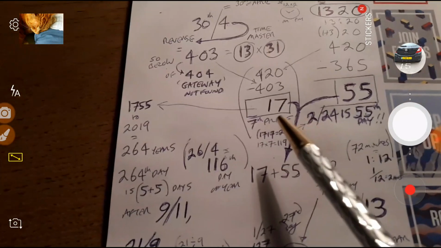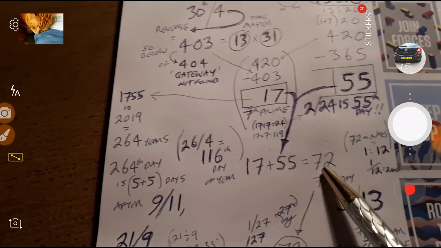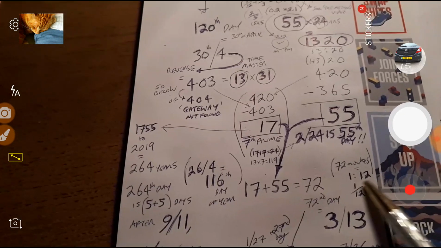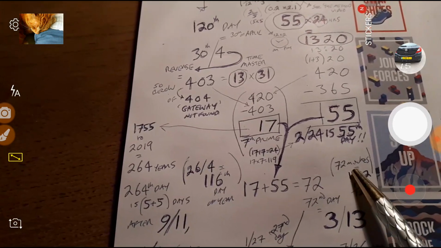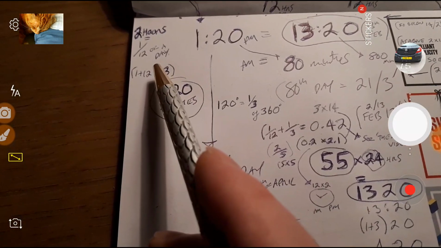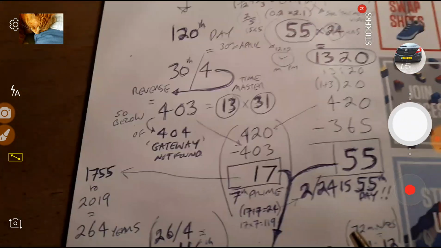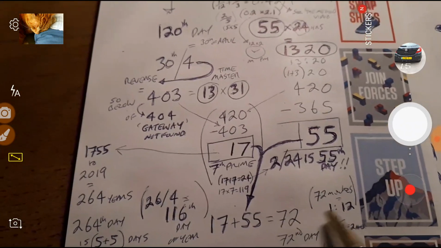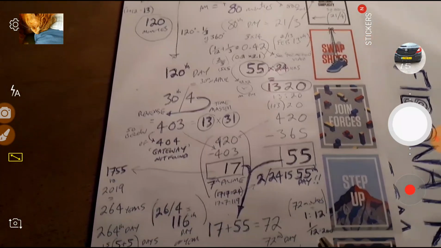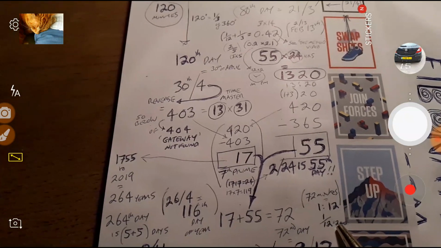Sticking with 17 and 55 again, add the two together, 72. 17 plus 55. 72 minutes, 1 hour 12 minutes. We're back to that 1/12 from the very beginning of the video. 1/12 of a day, 2 hours. We're back to that with 72 minutes. 1/12. Again, feel free to pause this, take it all in. 1/12 of a day, 2 hours, back there.